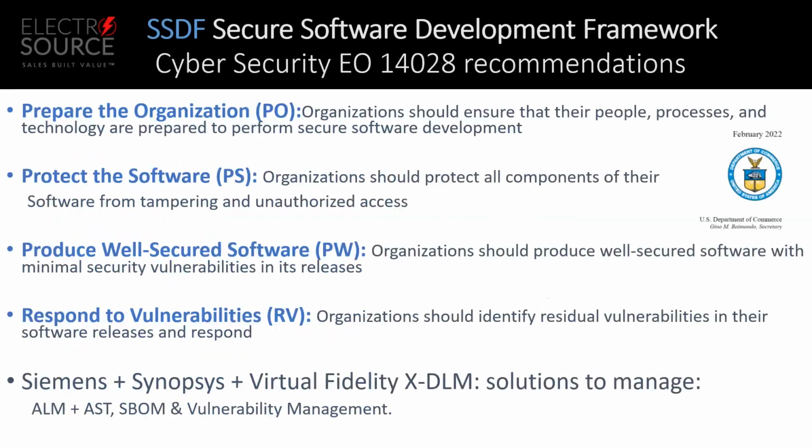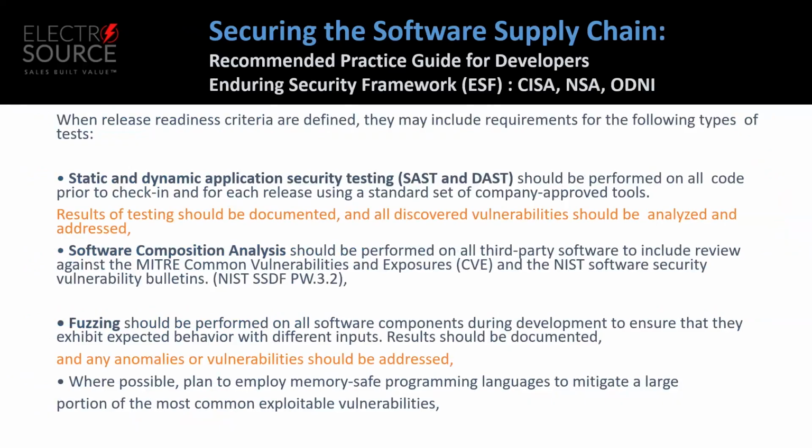Continuing on, the secure software development framework has 4 key pillars: preparing the organization, protecting the software, producing well-secured software, and responding to vulnerabilities. So hopefully we showed you some of the things that we could do with our platform. And here's the SSDF that I mentioned earlier as well.